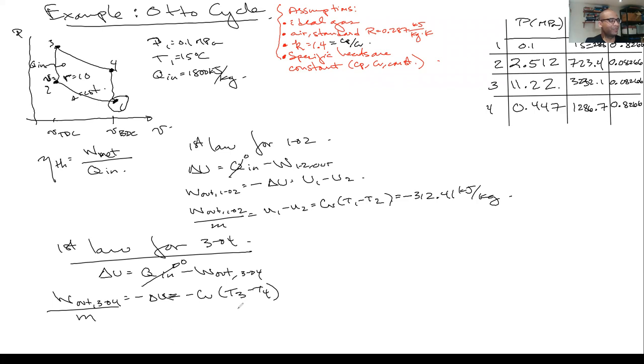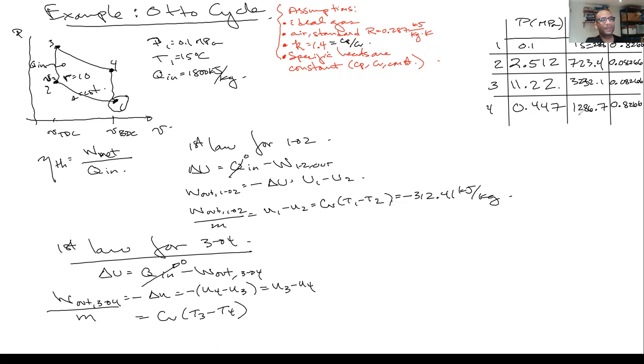Oh, sorry, minus delta U. I'm just going to put a plus. There you go. It's confusing. So this is minus delta U, which is equal to minus the change in internal energy, final minus initial, U4 minus U3. But there's a minus sign, so this is equal to U3 minus U4, so it's equal to CV (T3 minus T4).